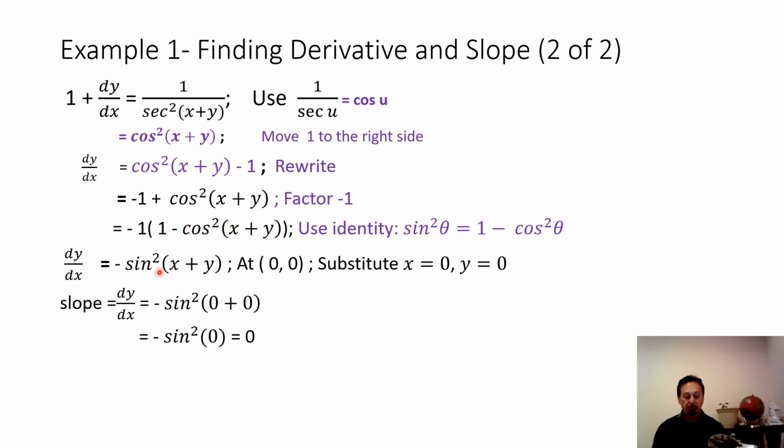So you have dy over dx equals minus sine squared of x plus y, and the point is (0, 0). So now we substitute x equals 0 and y equals 0. So we'll say the slope is dy over dx equals minus sine squared of 0 plus 0. 0 plus 0 is 0, sine squared 0. Sine of 0 is 0, so sine squared 0 is also 0. So the slope is 0.